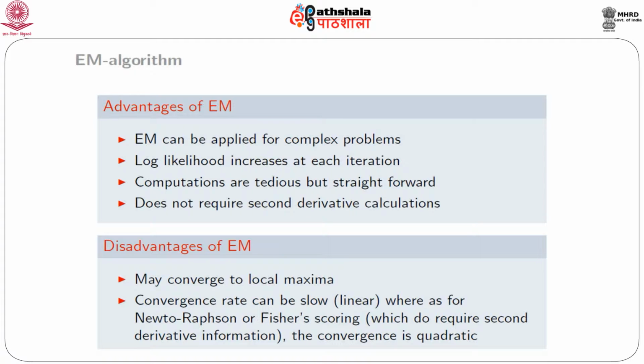The rate of convergence can be slow, and generally the rate is inversely proportional to the amount of missing data. So, higher is the missing data, slower is the convergence. In general, the rate of convergence is linear, while for Newton-Raphson and Fisher's scoring algorithm, the convergence is quadratic. But the problem of Fisher scoring algorithm is that it requires the computation of second derivative. So, we see that EM has both advantages and disadvantages.